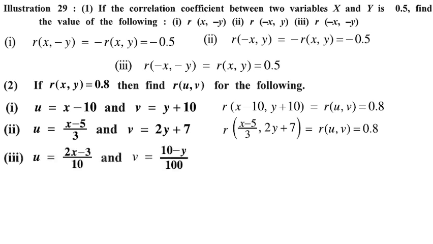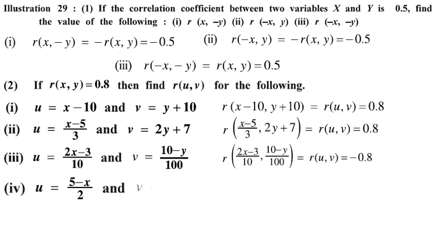For the third one, u is 2x, x is positive, but v is 10 minus y, here the sign of y has been changed. The y is negative here, so our answer will be negative 0.8. In the fourth one, x is negative and y is positive. That means x has a negative sign, y has a positive sign. Negative, positive makes it a negative answer, so our answer will be negative 0.8.